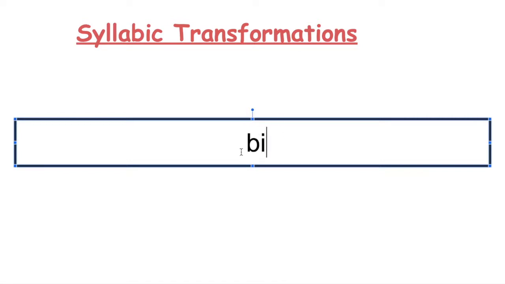So read, bye. Good. Now I'm gonna change it. Now we're gonna read this one. There's no vowel at the end, it's short. Ill. Good. Now we're gonna make the third syllable here. Read, bill. Good.